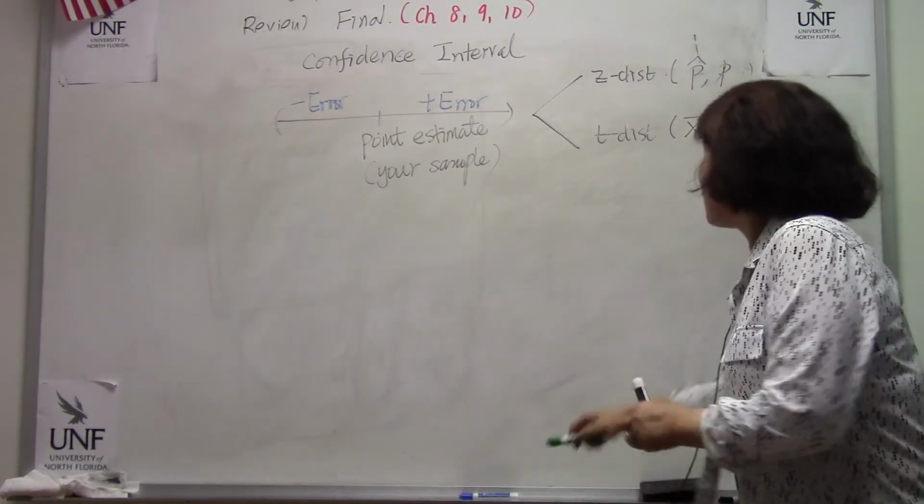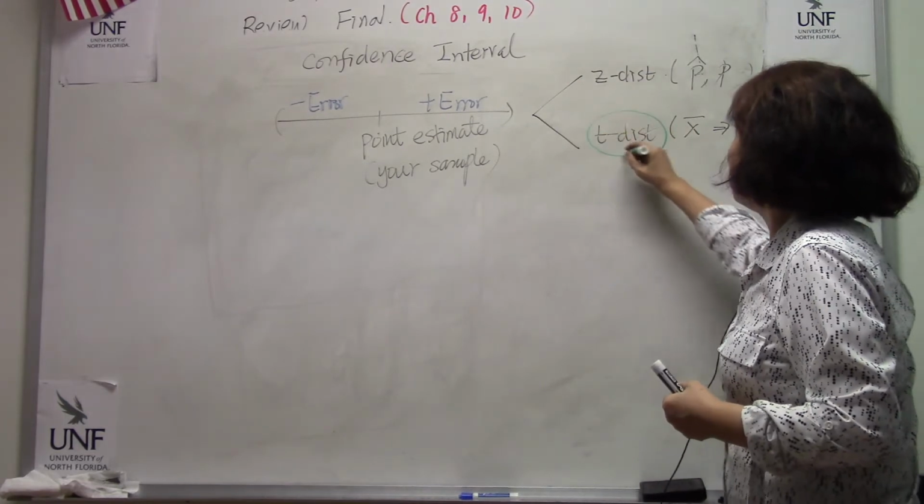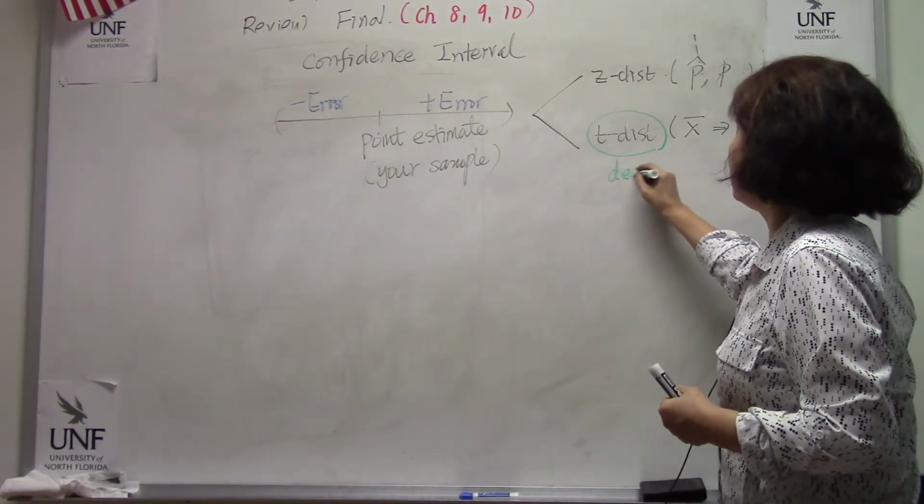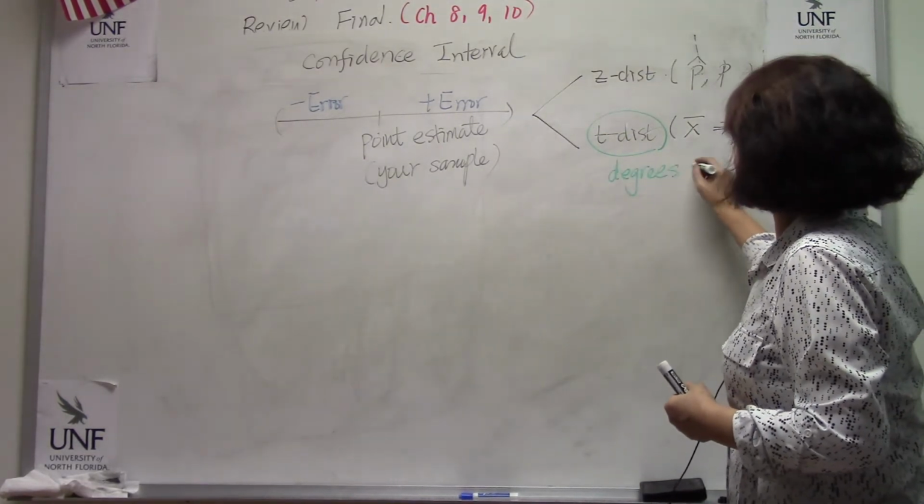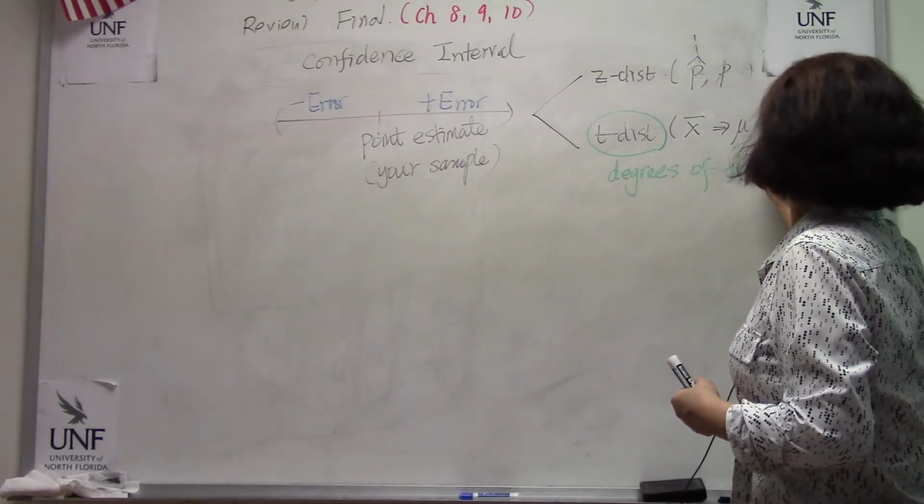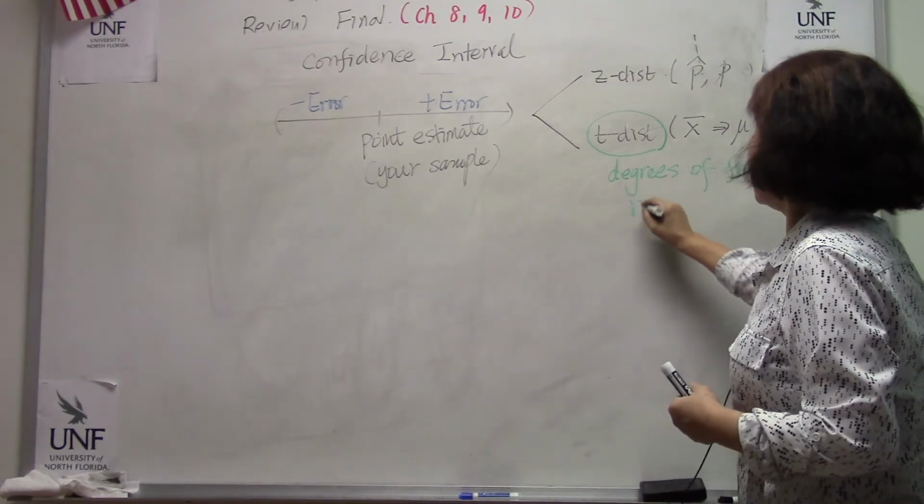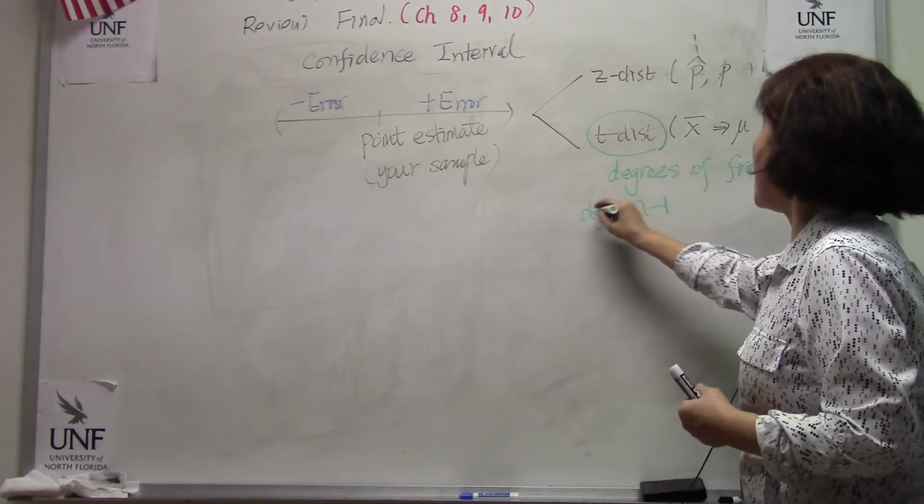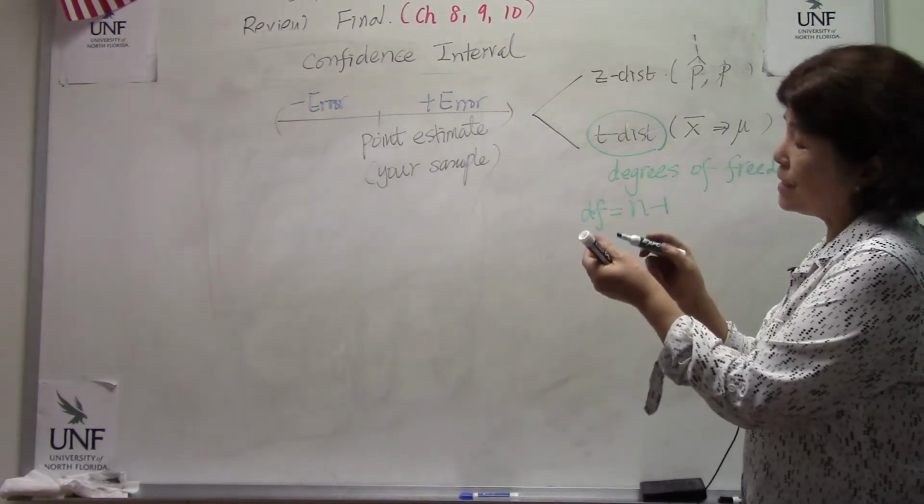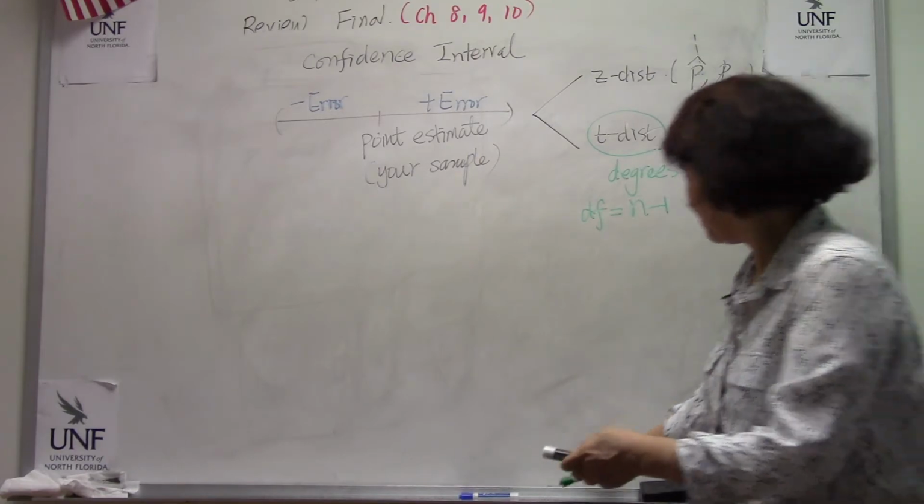And the last remark is that when you do the T distribution, you think about degrees of freedom, which is n-1. Yes, df is n-1, so just 1 less than the sample size.